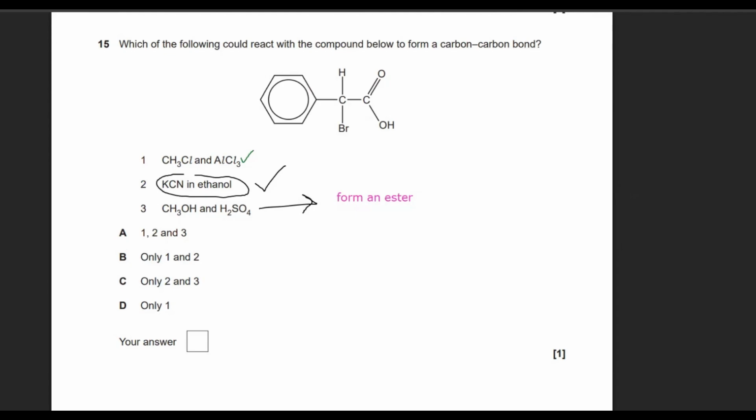And then let's look at the alcohol and sulfuric acid, and we've got a carboxylic acid. This is going to be an ester. Alcohol and carboxylic acid make ester, so that H is going to break off. We're going to get the CH3 there, water molecule released, condensation reaction. We're going to get the ester formed, but there's no C-C bond formed there, so the answer is B. It's just 1 and 2. The third one forms the ester.